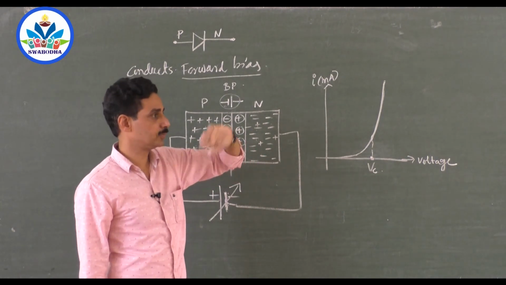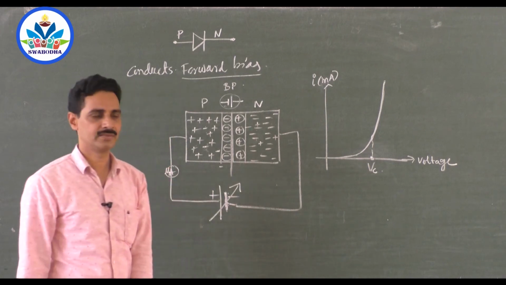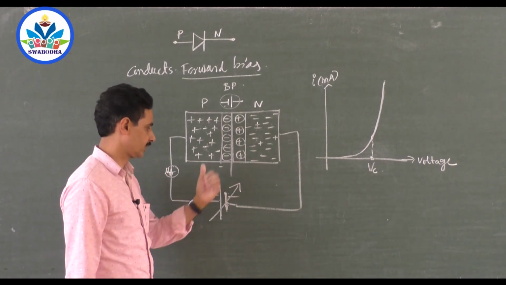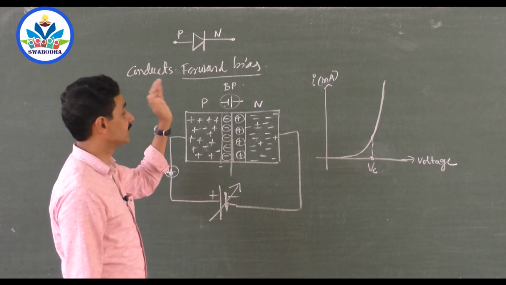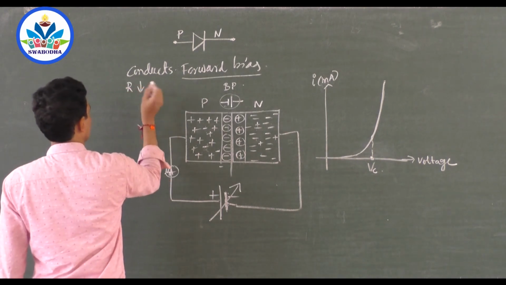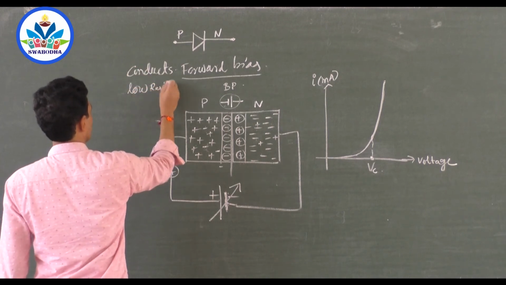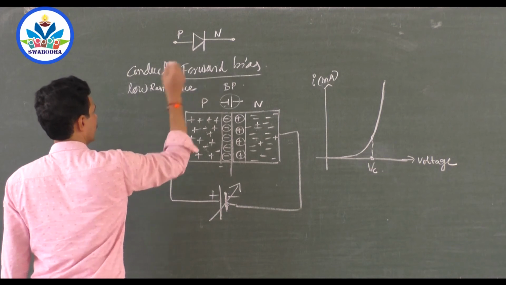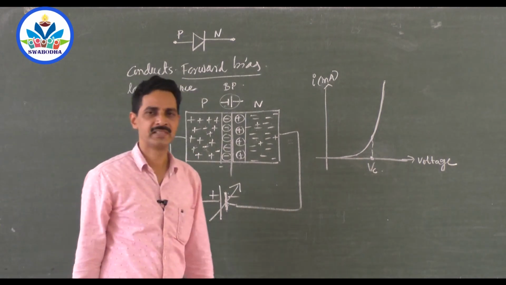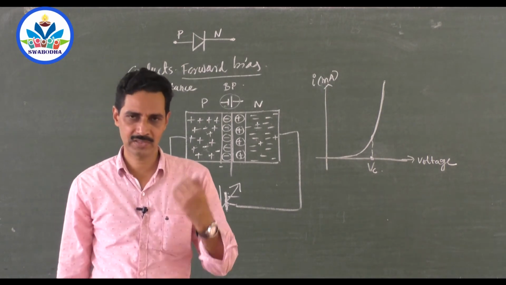Once the current starts flowing in the circuit, the meaning is electrons and holes are crossing the junction. So you get an enormous amount of current. So diode conducts during forward bias. Its resistance is very less, very low resistance. You know what is resistance? Opposition to the flow of current. That is measured in ohms. Opposition to the flow of current is called resistance, that is measured in ohm.